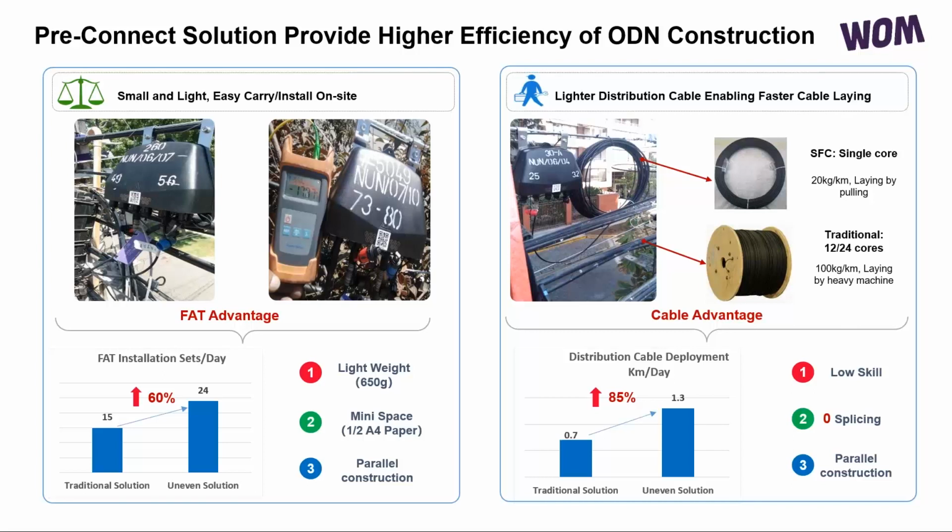So when going to a station, the operator can carry and install it much more easily. The installation efficiency of a box can be increased from 15 units a day to 24 units a day, an increase of 60%. Secondly, when adopting the uneven splitting full pre-connection solution, the distribution cable is changed from the traditional 12 to 24 cores to a single-core optical cable, the weight is reduced by 80%, so the optical cable laying can get rid of the dependence on heavy machines, and the daily laying distance could increase by 85%. If we go to the next slide, please.